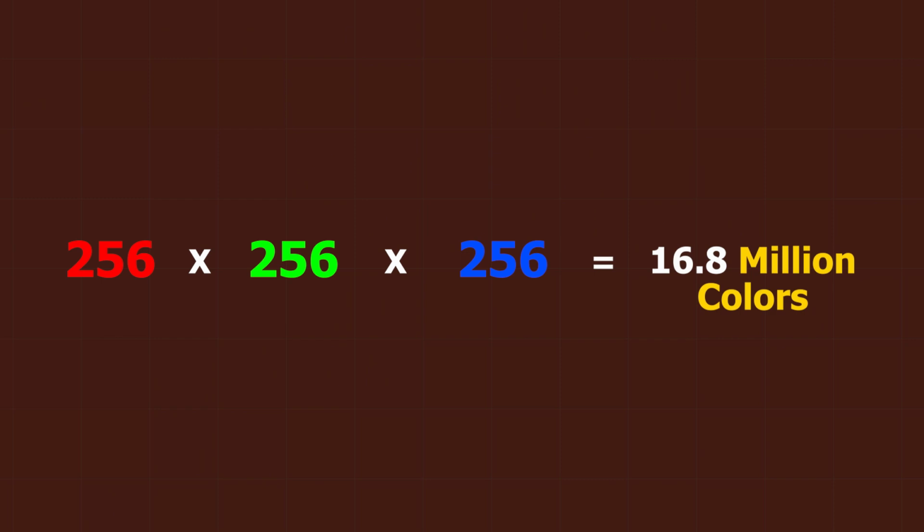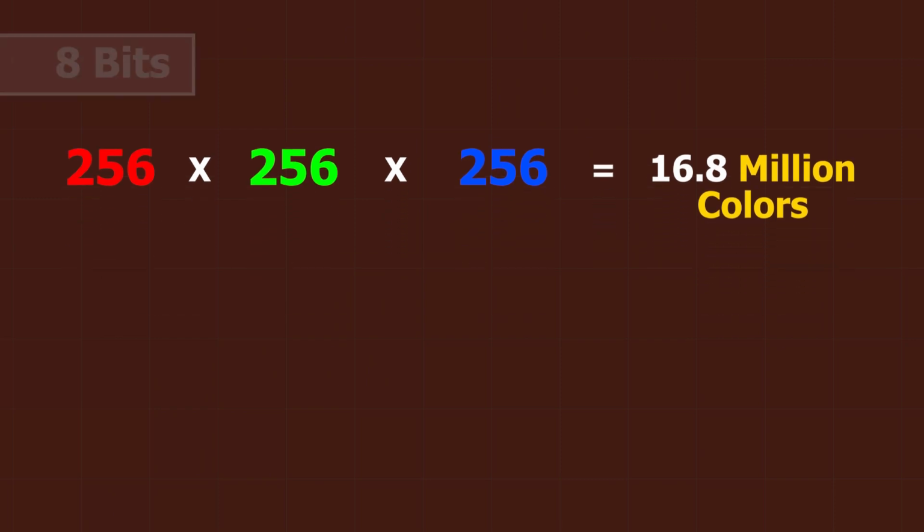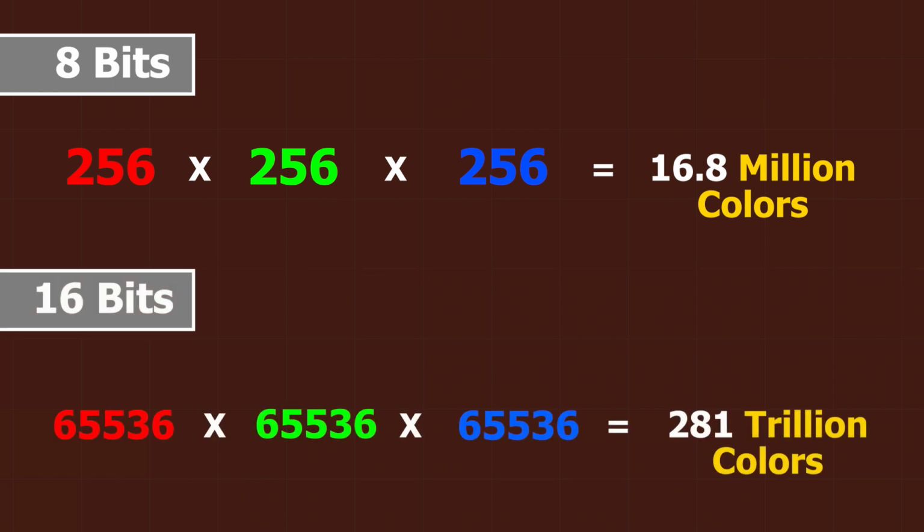If we multiply them, it's going to give us 16.8 million colors. That's a lot of colors we are getting from 8 bits alone, which for 16 bits is 281 trillion colors. I hope you understand that we are getting this from 2 to the power 16.